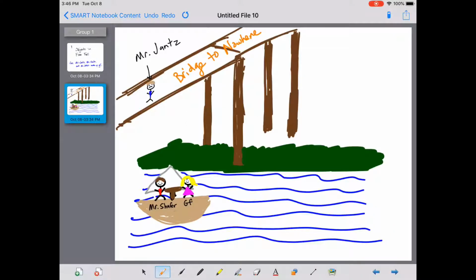So here is our scenario. As you can see, I'm an incredible artist. I know, I don't need you to tell me. All right. What is happening here is that Mr. Schaefer has whisked away my girlfriend, and he is on a nice little romantic evening out on the river. You can see that they're sitting on this boat here, eating dinner, and I'm up here on this bridge to nowhere, and I am devastated.